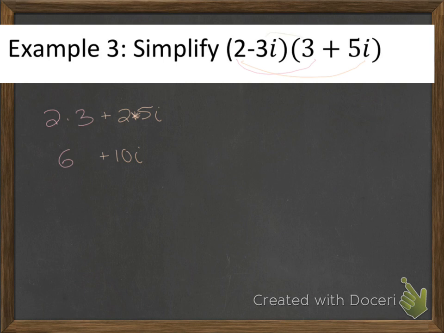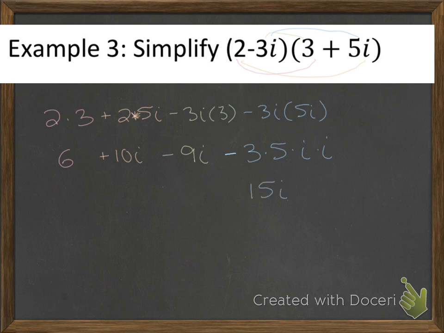All right, then we have our inner terms. We have negative 3i times 3. Well, that's just negative 3 times 3 is negative 9. So that's going to give us negative 9i. Okay, and then we have our last term. So we have minus 3i, or negative 3i, times 5i. So if we want, we can take an extra step here and rewrite it so that the numbers are next to each other and the i's are next to each other. Okay, so 3 times 5 is 15. i times i is i squared.